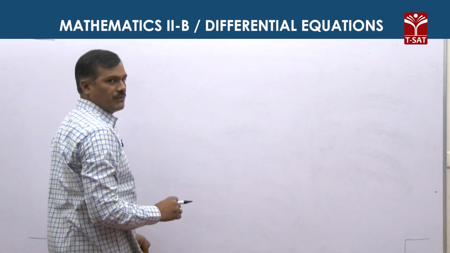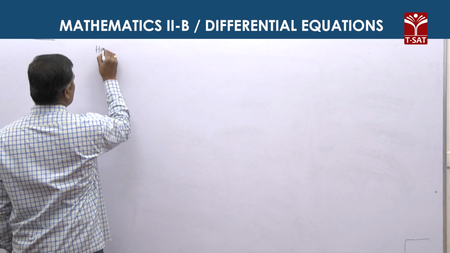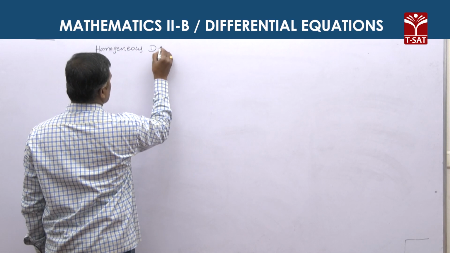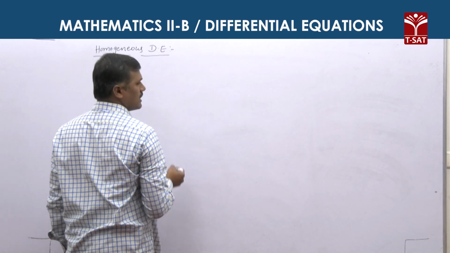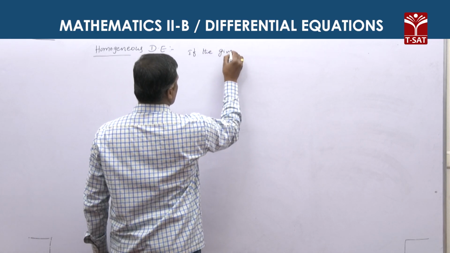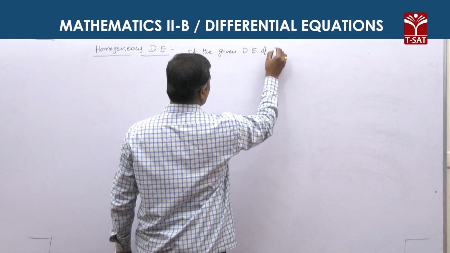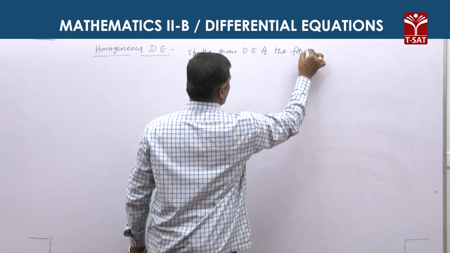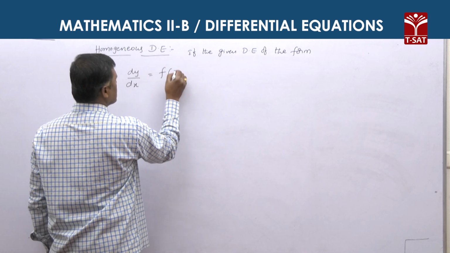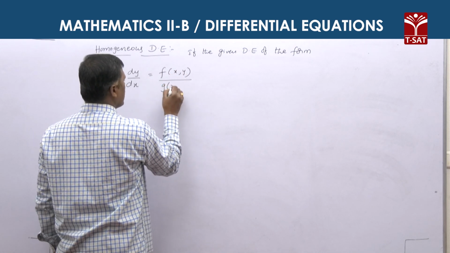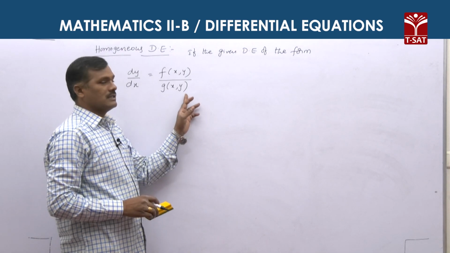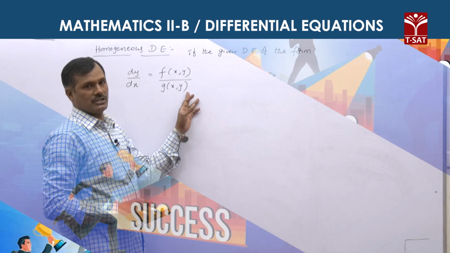Next, homogeneous differential equation. Homogeneous function, homogeneous differential equation, DE, differential equation. If the given differential equation is of the form dy by dx is equal to f of x comma y by g of x comma y, where, this is called a homogeneous differential equation.